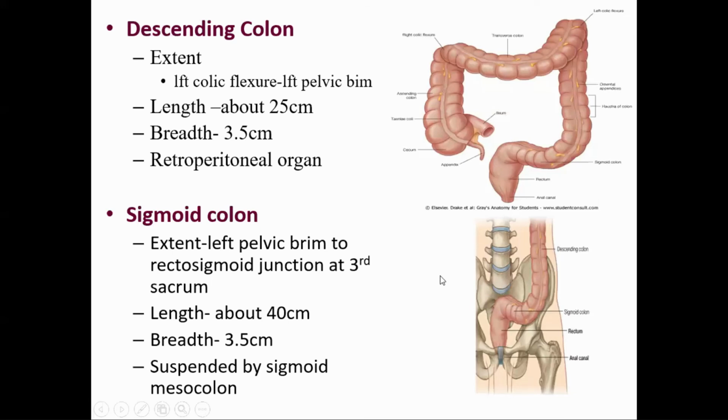Ascending and descending colon are retroperitoneal organs. They are covered only anteriorly and laterally by the peritoneum. The posterior surface of the ascending and descending colon is directly attached to the posterior abdominal wall. Whereas the transverse and the sigmoid colon are suspended by a mesocolon: the transverse mesocolon and the sigmoid mesocolon respectively.